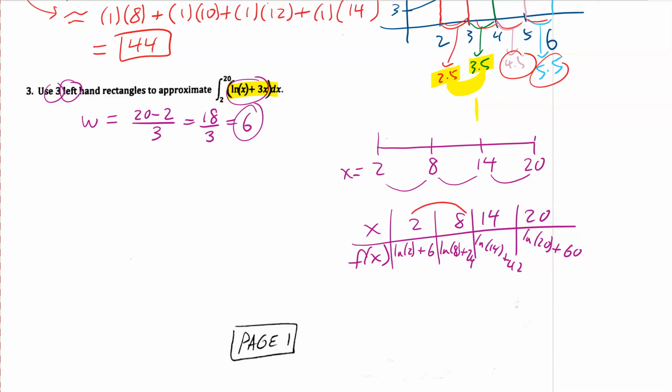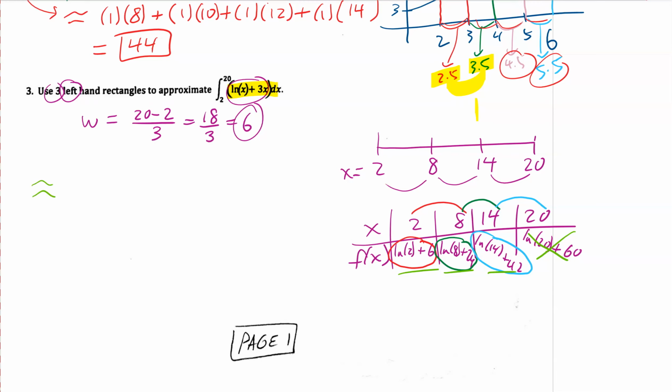You're going from here to here. You're supposed to use the one on the left. Then I go from here to here, 8 to 14, I use the one on the left. Then I go from 14 to 20, and I use the one on the left, which means this guy over here, we're not going to use at all. All right, so there we have it, 1, 2, 3 heights, and it's time to go set up our sum.